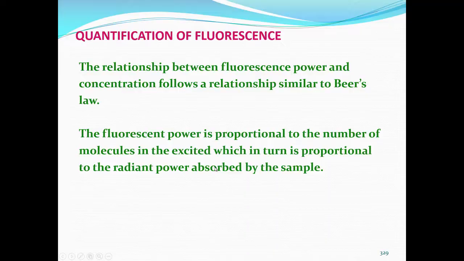So, the fluorescent power, just like what we did in absorption spectrophotometry, is proportional to the number of molecules in the excited state, which in turn is proportional to the radiant power of the light absorbed by the sample. This is understood very easily, there should not be any confusion regarding this.